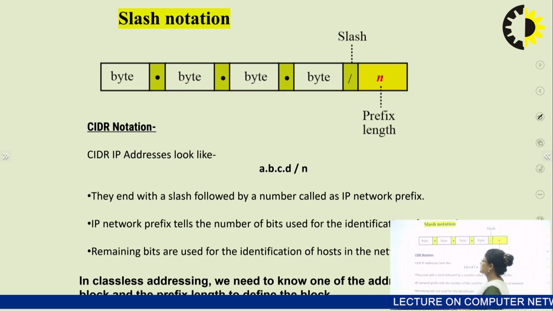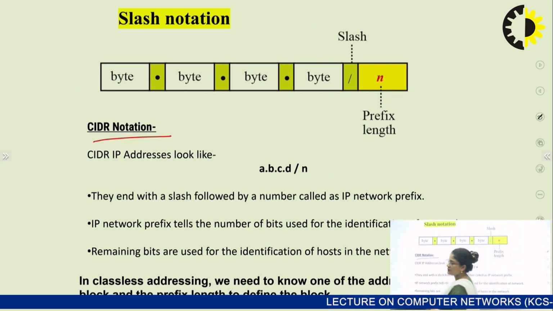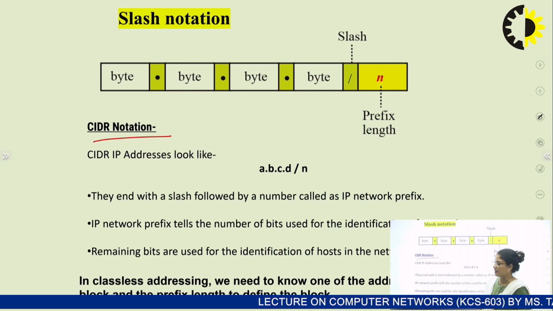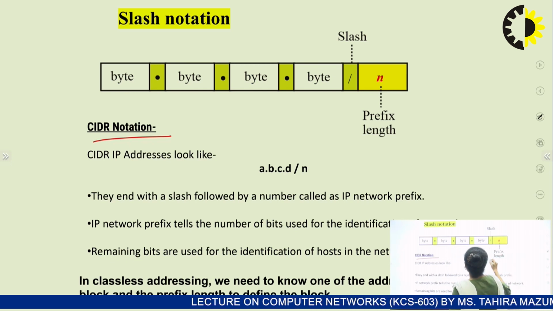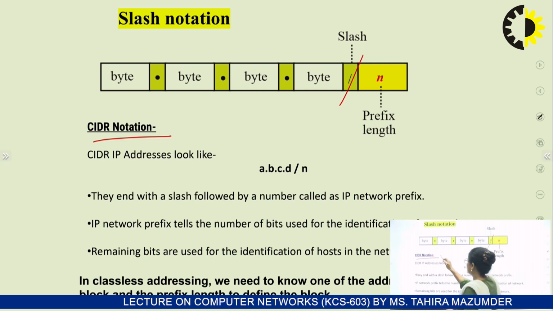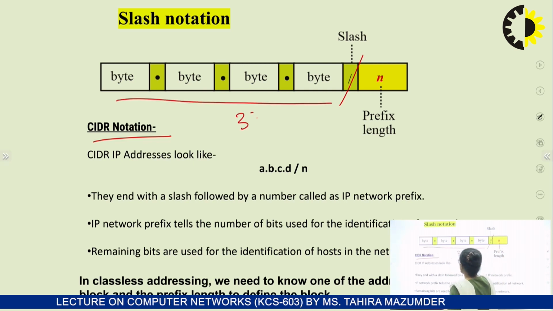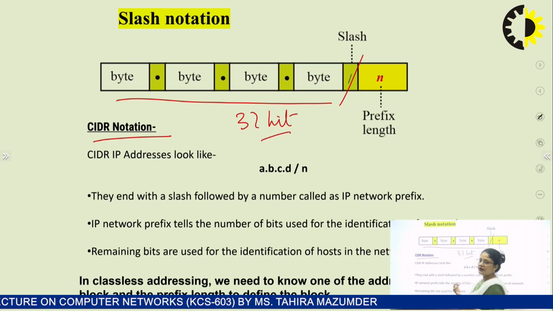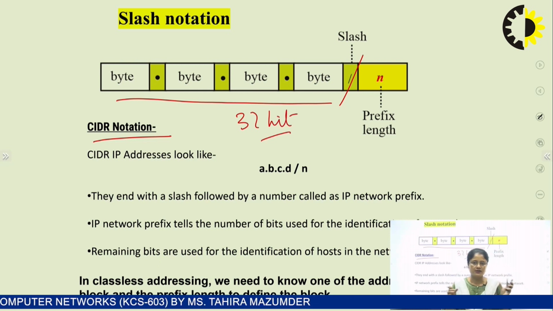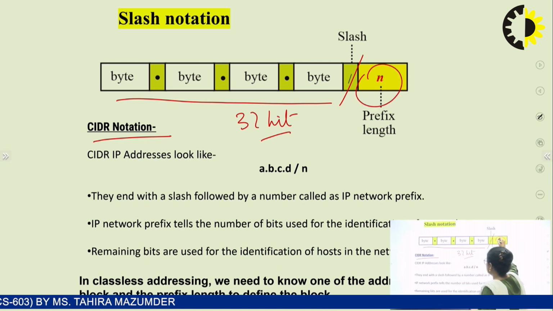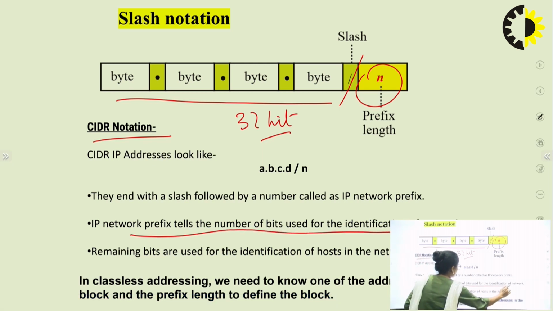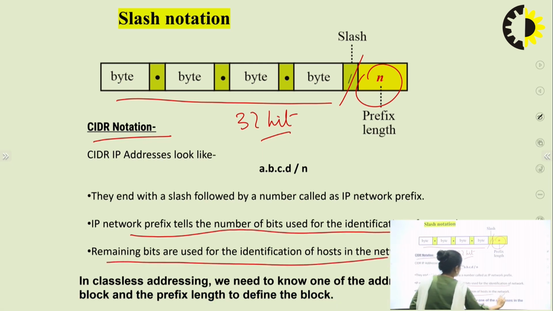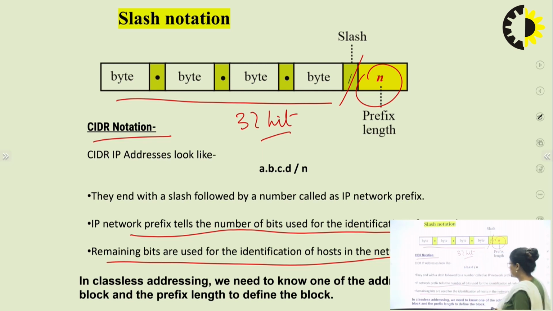So classless addressing is also called CIDR, which stands for classless interdomain routing. In this case, we go for slash notation, because we have the 32-bit address. Since it's a variable thing, how will you know the number of bits reserved for network and the number of bits reserved for host? To understand that, we suffix it by n. The prefix part tells the number of bits that is used for the network, and the remaining part tells the number of bits that is used for host inside the network.